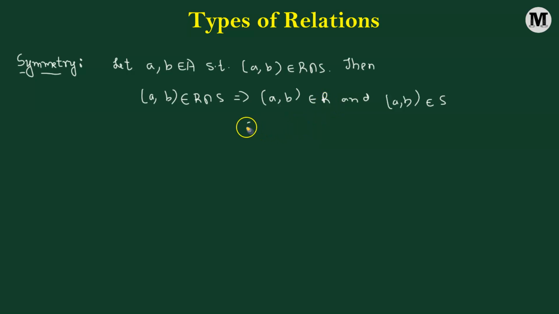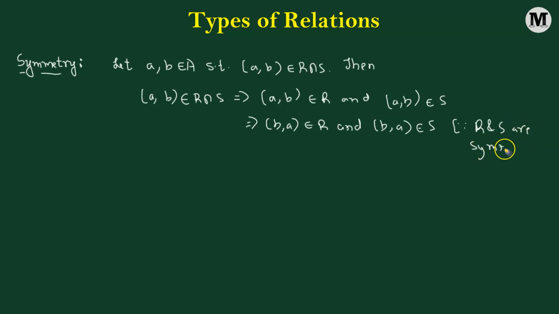However, if (A, B) belongs to R, can we not say that (B, A) also belongs to R? Similarly, we can also say (B, A) belongs to the relation S. Why can we say that? Because it's already given that R and S are symmetric. If R and S are symmetric, then from symmetry it must follow that if the ordered pair (A, B) belongs to one of the relations, then interchanging the elements within the ordered pair, that means (B, A), must also belong to that relation.